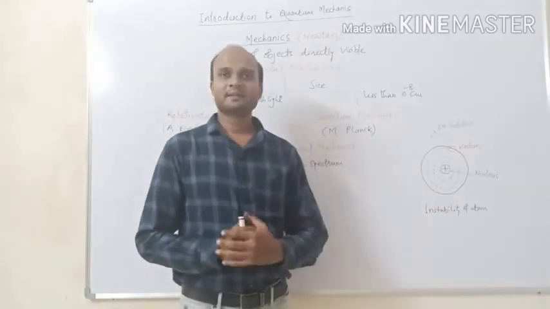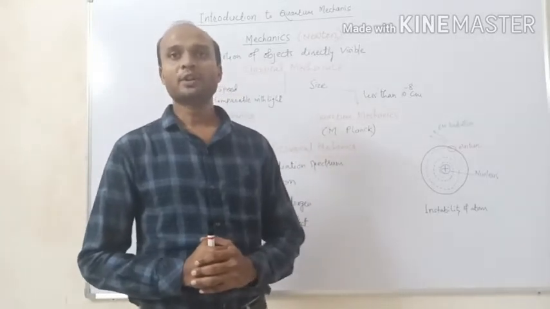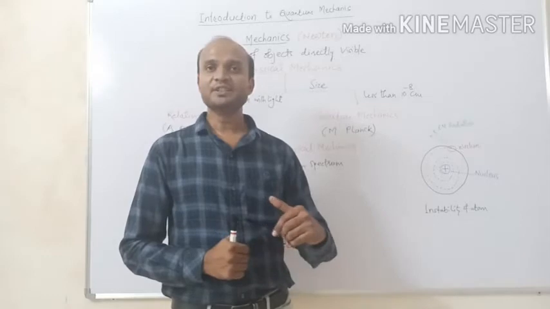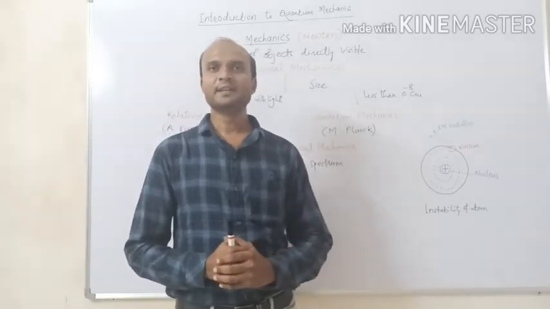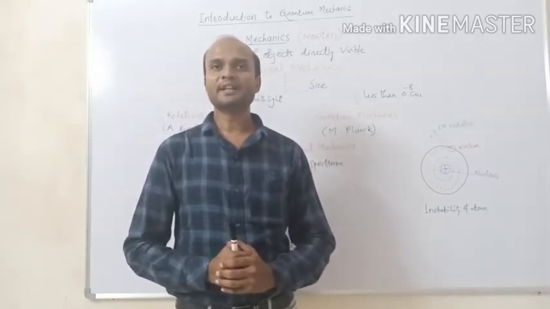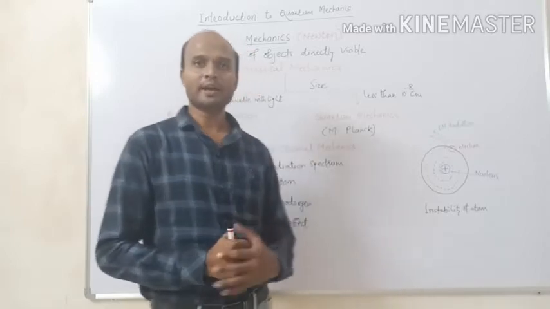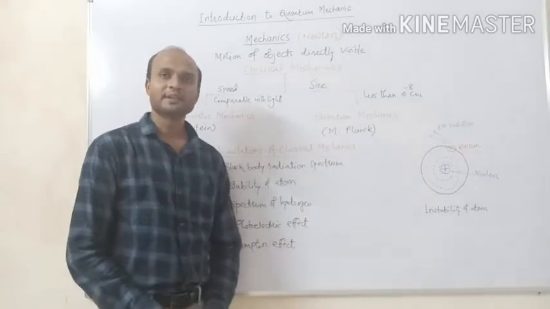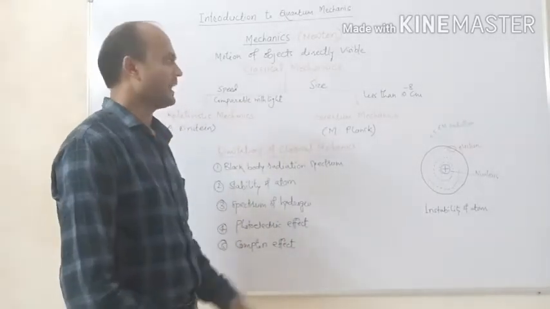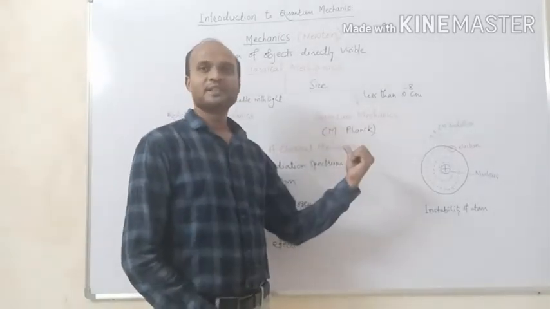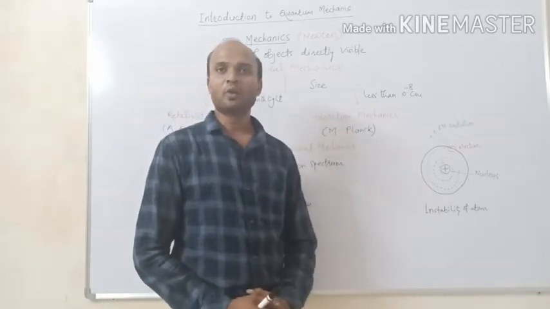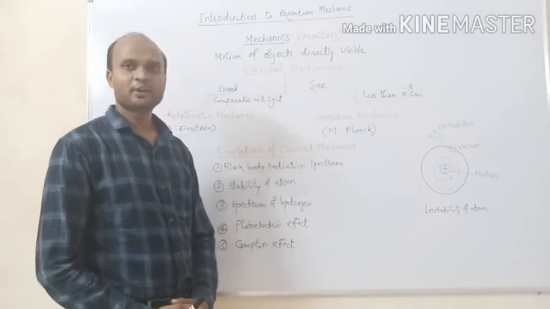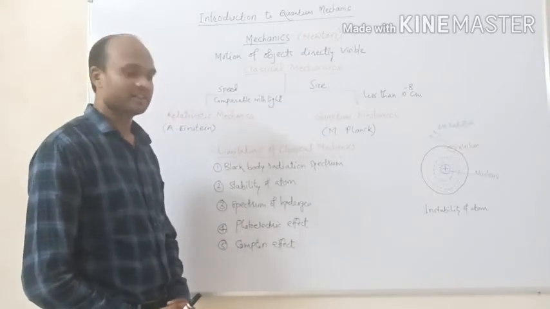Scientist Max Planck then thought about a new theory, and by using his new theory, that is the quantum theory, he derived a law called Planck's radiation law, and by using Planck's radiation law, the blackbody radiation spectrum can be successfully explained. And this is the origin of quantum mechanics. But there are also certain experimental results which cannot be explained by classical physics.